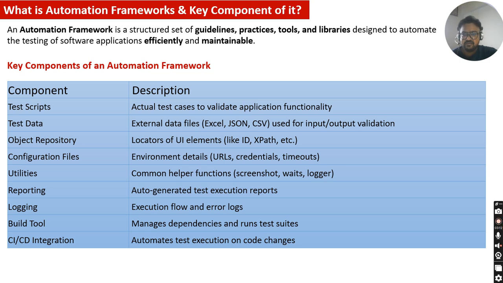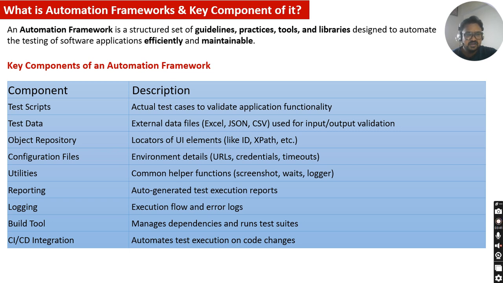Then the configuration file. Suppose you want to save certain information in a config file, such as the username and password, the application URL, and the default timeout that you want to apply throughout your automation script. Those are the kind of key things you can provide in a configuration file. Then the utilities: a few common helper functions that you want to use. If you are working with Excel, you should have an Excel utility to read and write the data to and from Excel.